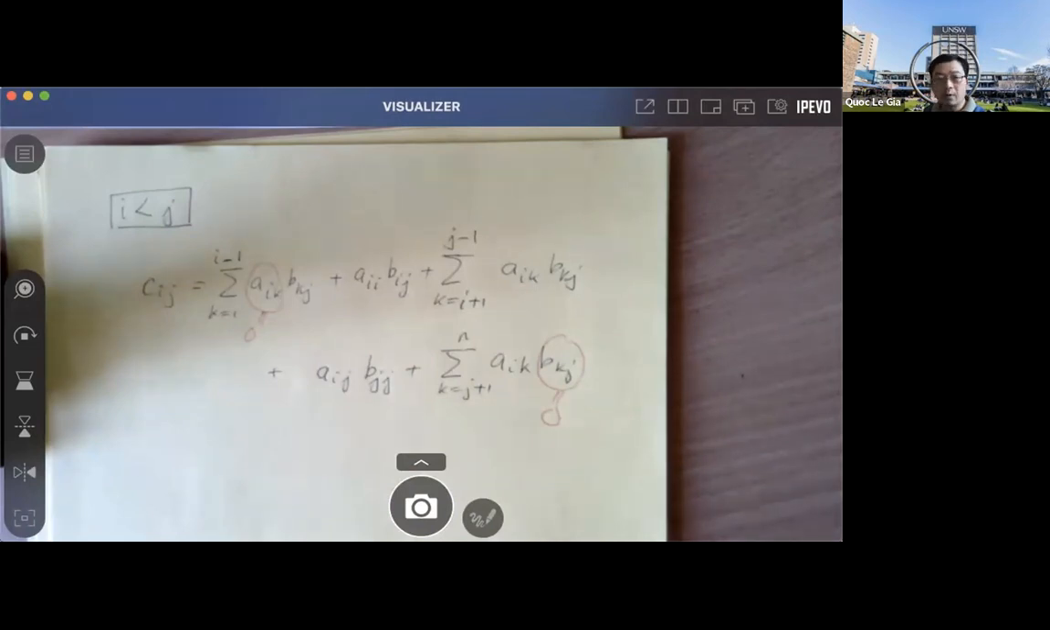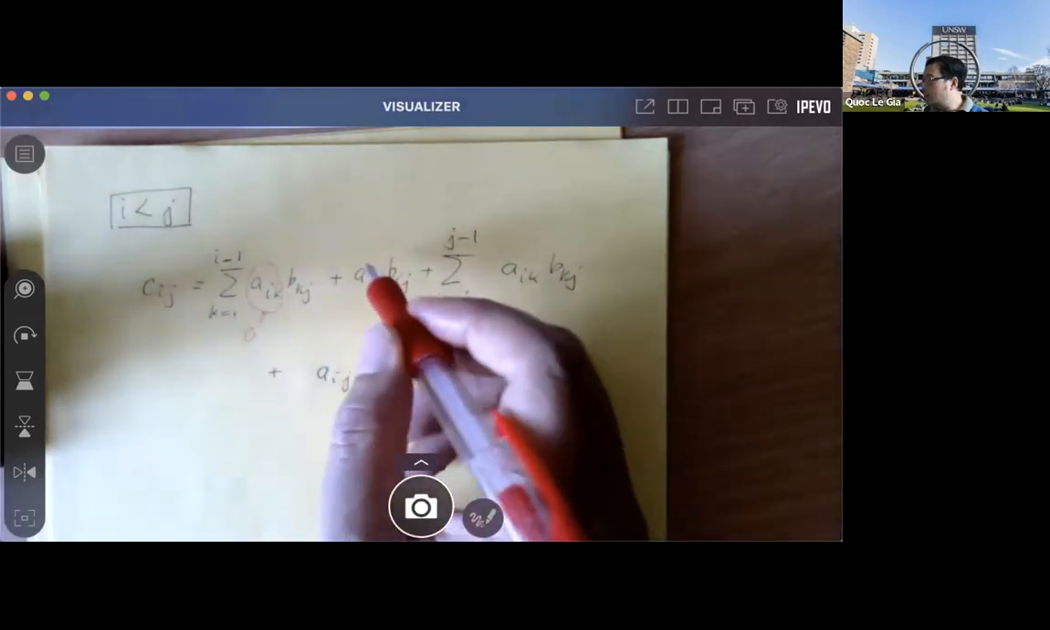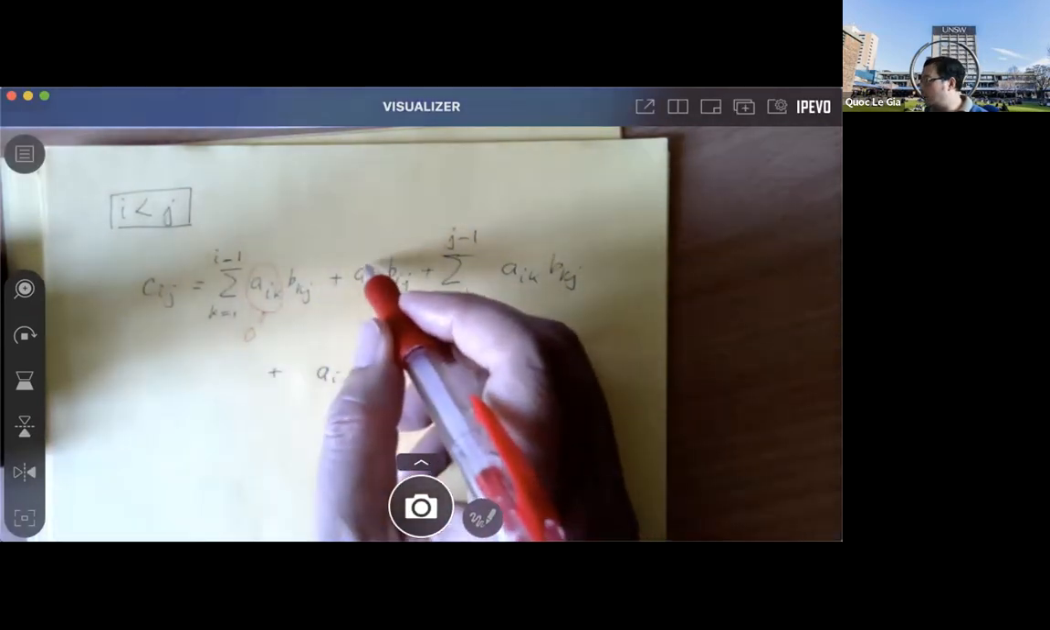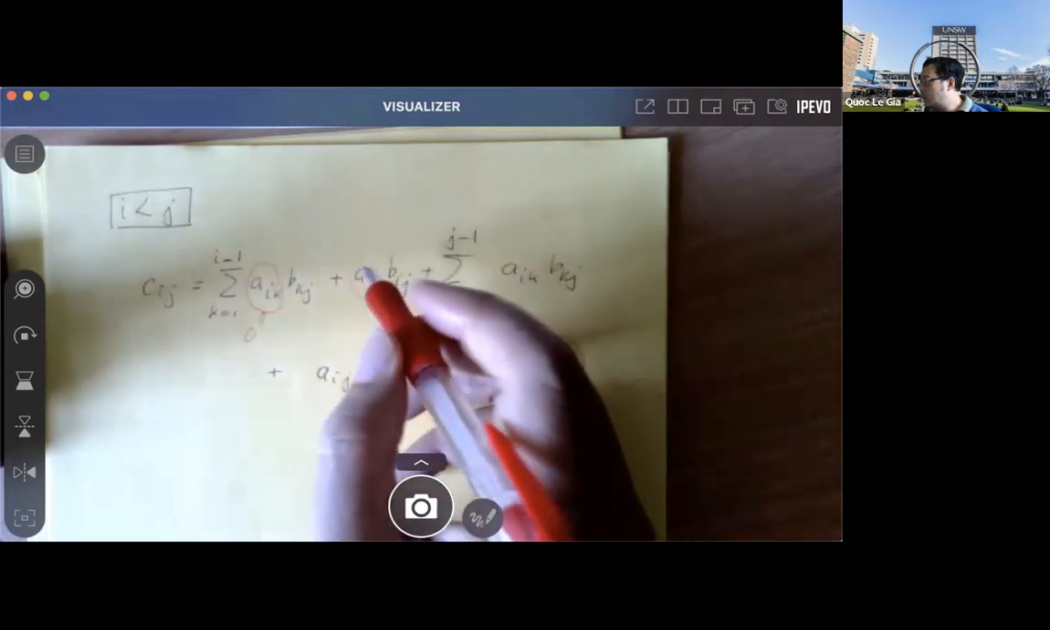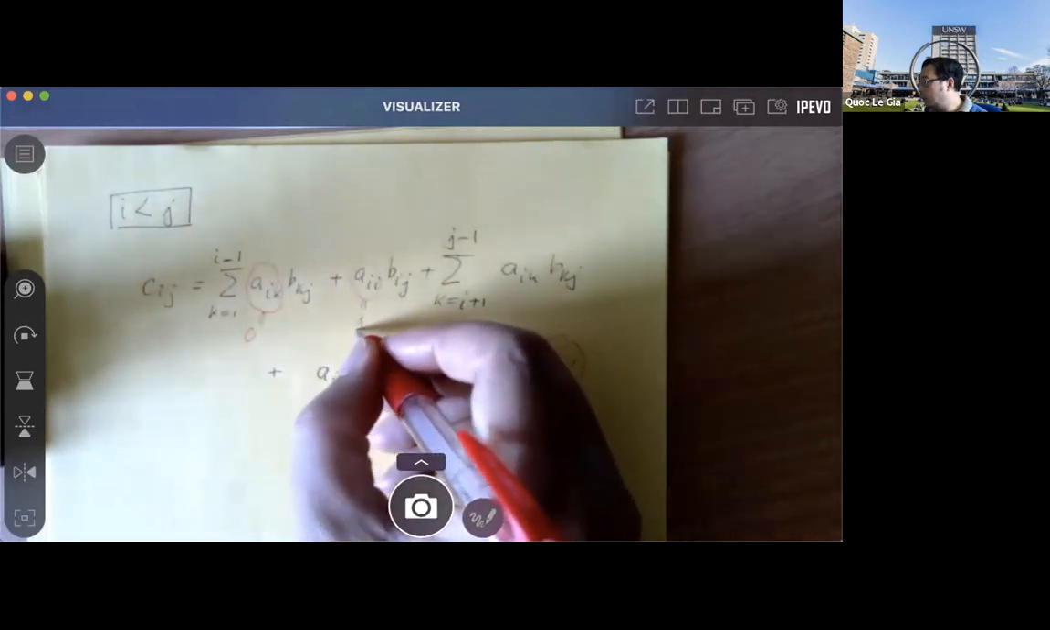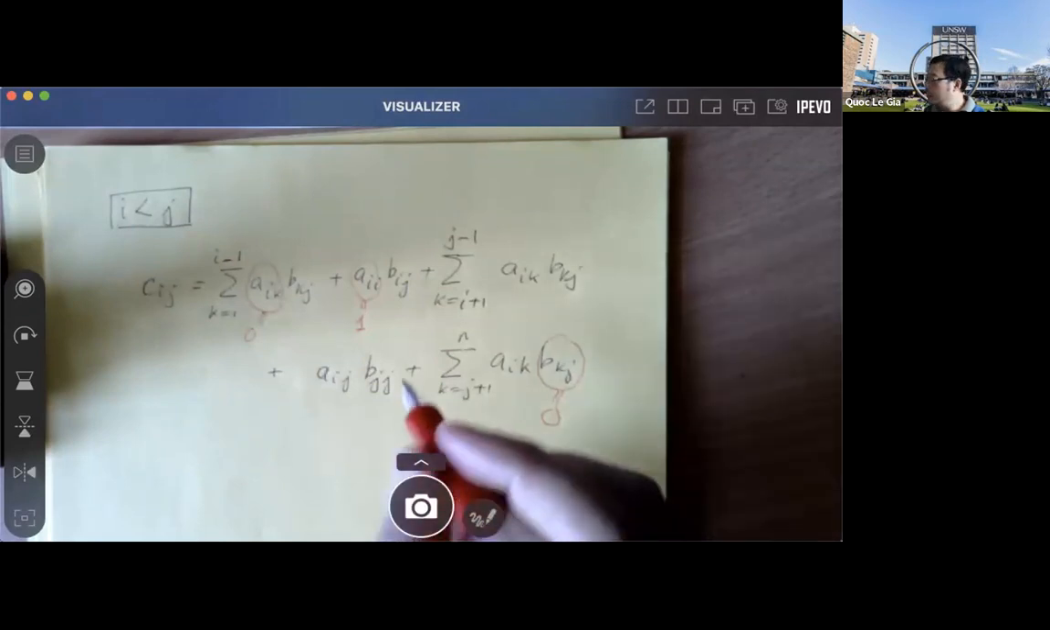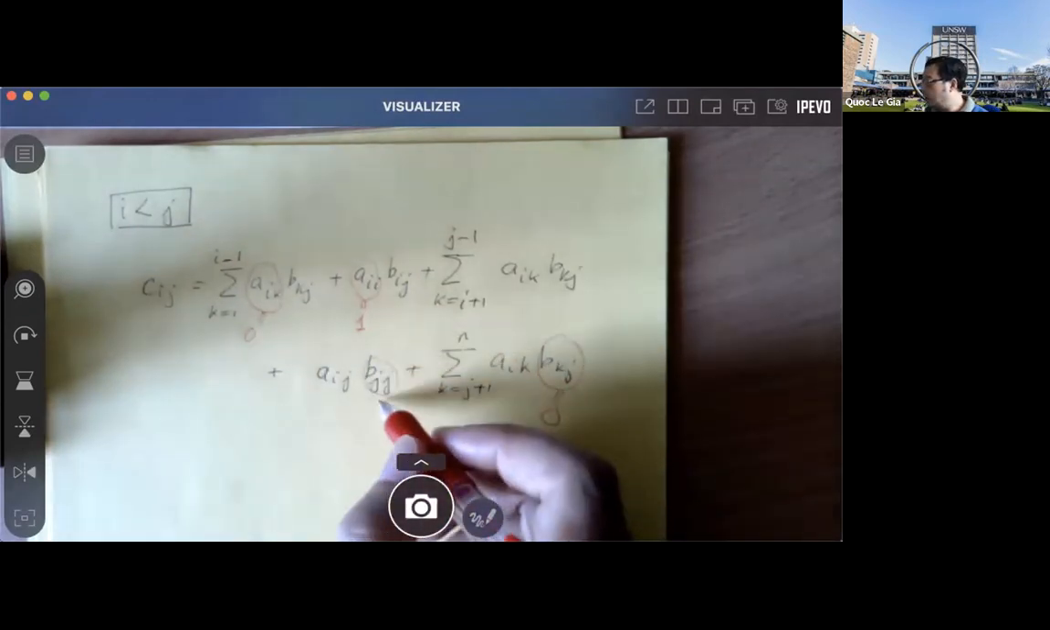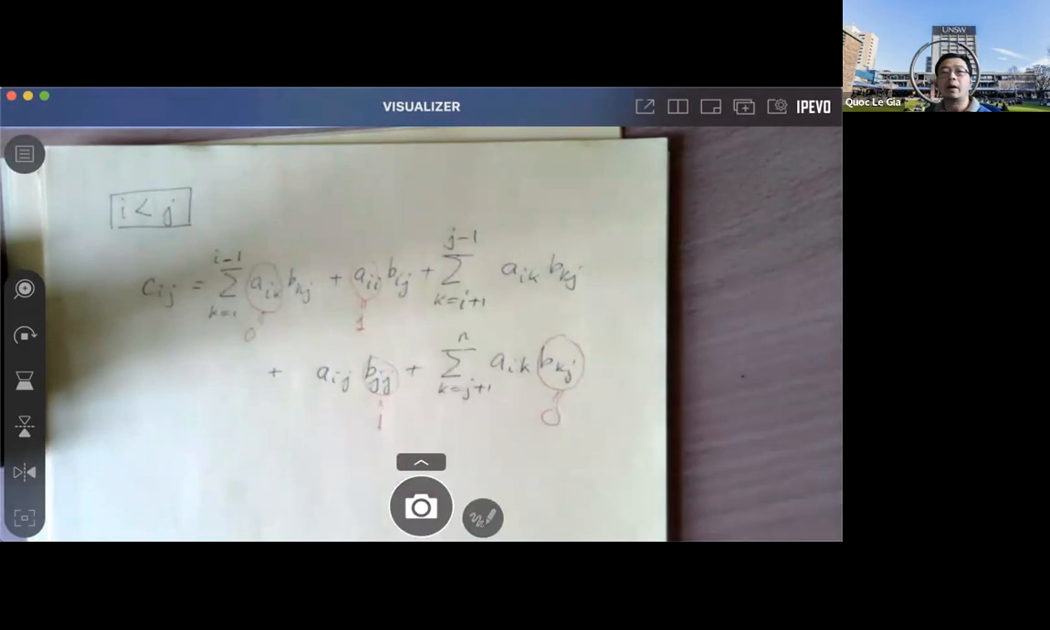So now, how about the 3 terms in the middle? Now a_ii, you know a_ii is 1, right? So this term is just equal to 1. b_jj is 1, the diagonal terms. Now, how about b_ij? Well, we don't know b_ij, right?